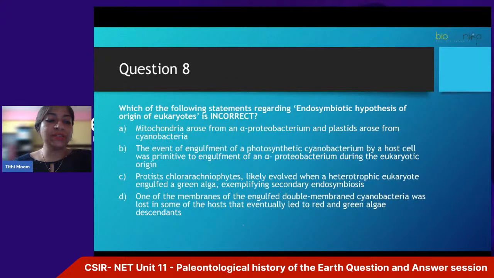Okay, next question. This is from the endosymbiotic theory, and also this is a very rare question because from the entire subunit, origin of life, very few questions are ever asked. Which of the following statements regarding the endosymbiotic hypothesis of origin of eukaryotes is incorrect?